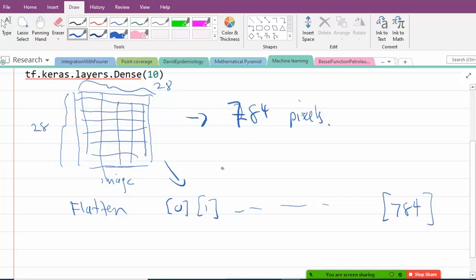So these become your 784 inputs. As Charlie mentioned, this is the interface with the real world. This is what's coming in from the real world. And each one of these numbers is going to be a number between 0 and 1. So that's what flatten does.